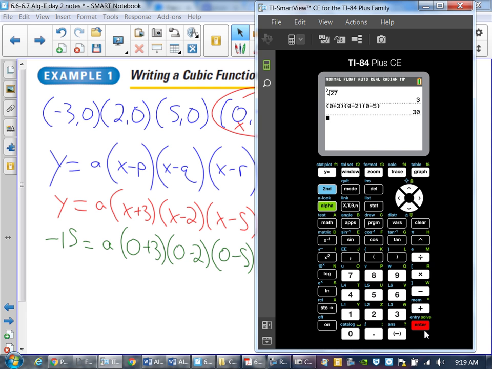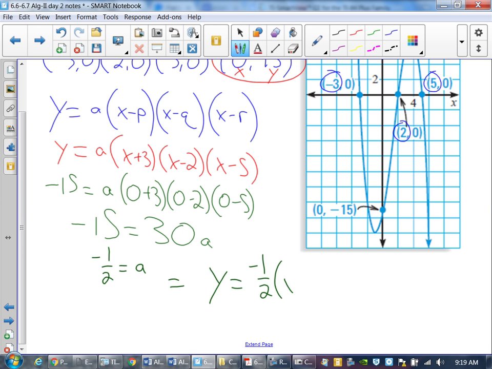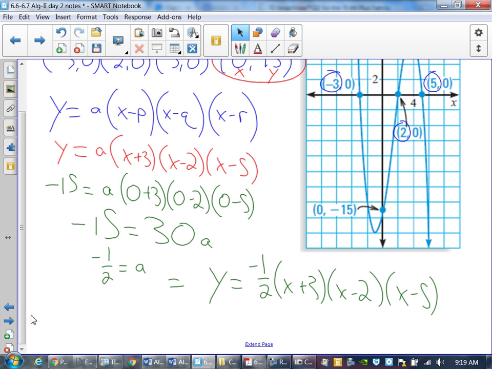So that means all that stuff multiplied together is 30. So I get -15 is 30a. What's your value of a? There you go. So then your answer would have been y equals -1/2 times x plus 3, x minus 2, x minus 5. In this instance, when it's asking you to write it in terms of a cubic function, you do not need to multiply it out, because this is the format we were just solving for an a value. Okay? This is a really easy one. I figured we could tack that on with the other ones. Won't be that big of a deal.